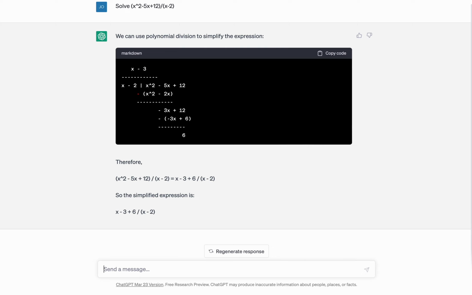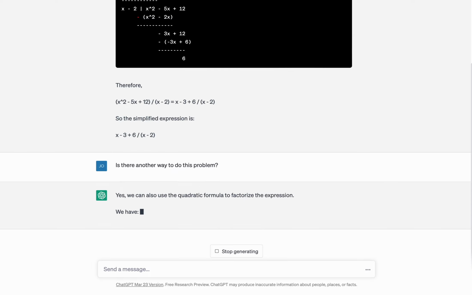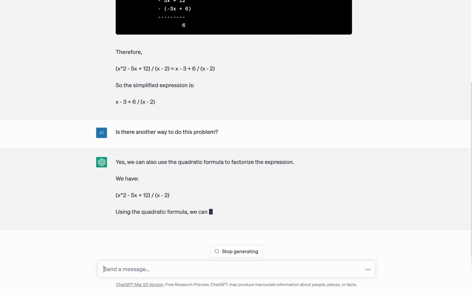So it gave us a remainder there. And so there we go. We feel pretty good about that. Is there another way? Of course we know there's another way. We know that synthetic division exists, but let's just ask ChatGPT if it knows. And so let's see, it says the quadratic formula to factor it.